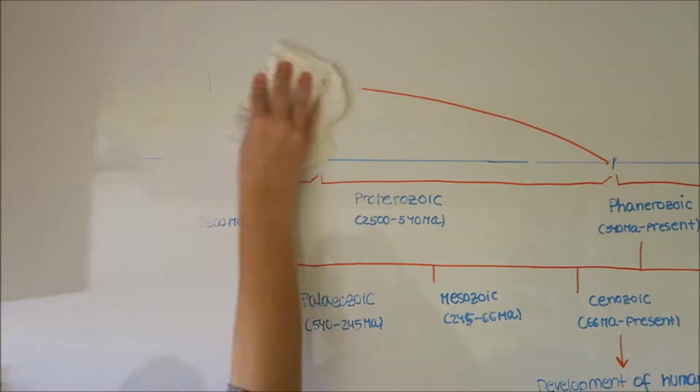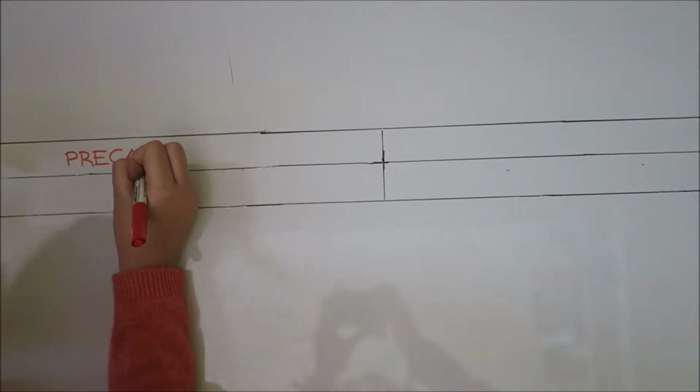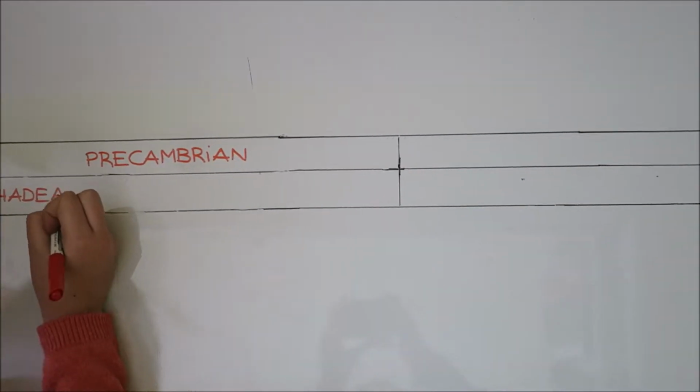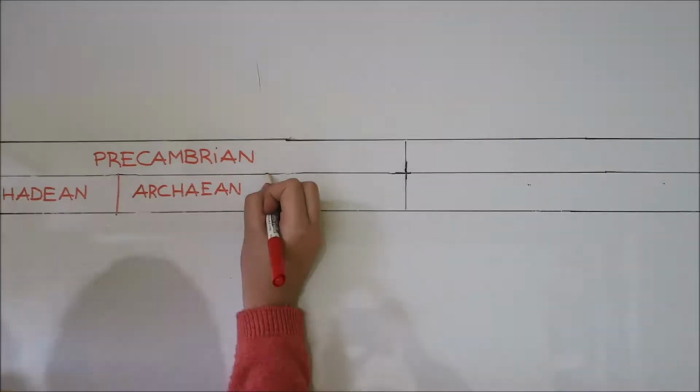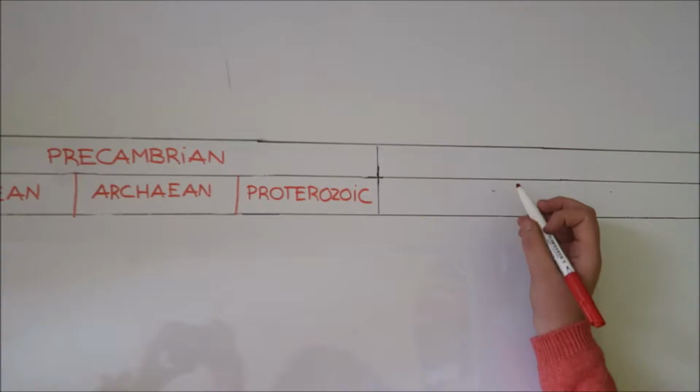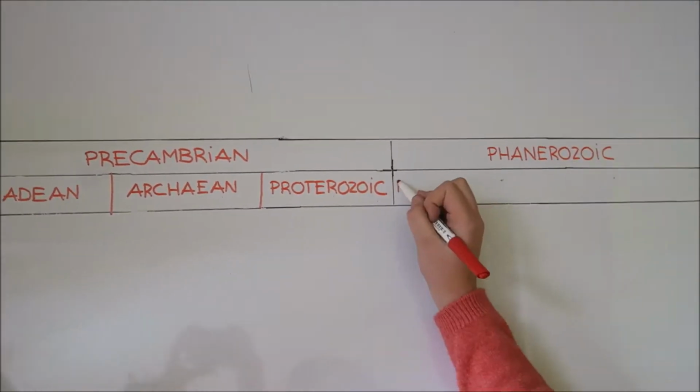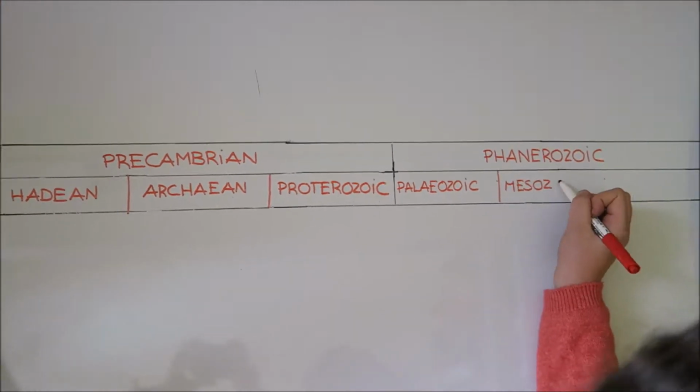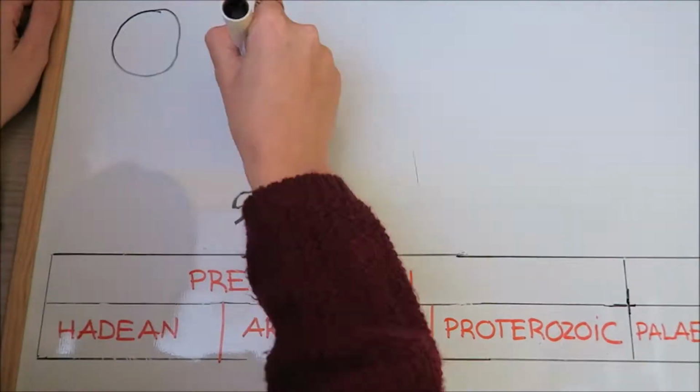As we said before, the Precambrian is divided in the Hadean, Archean, and Proterozoic. The Phanerozoic is divided in the Paleozoic, Mesozoic, and Cenozoic. Now we're going to talk about the evolution of the Earth.